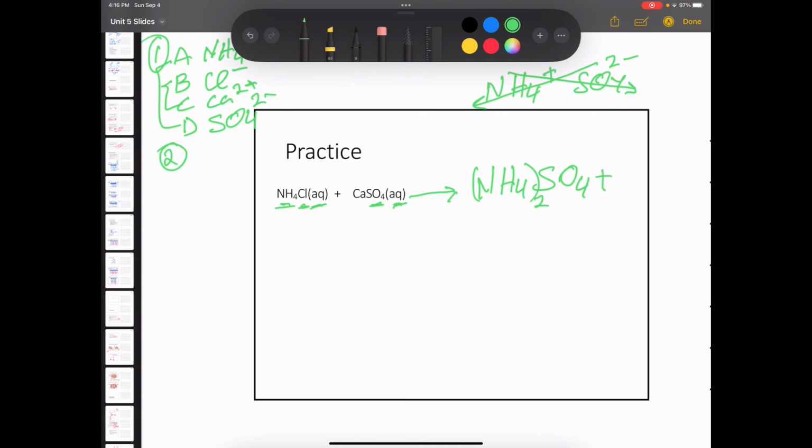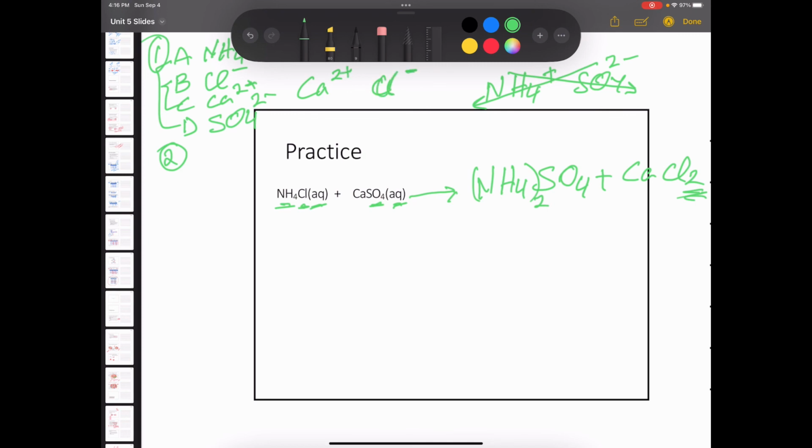Plus, if you go to the next one, which is B and C, this will be calcium chloride, but this one will be AD. How do we figure out the molecular formula for the calcium chloride? So this will be calcium 2 chloride 2 negative. Oh, I'm sorry.